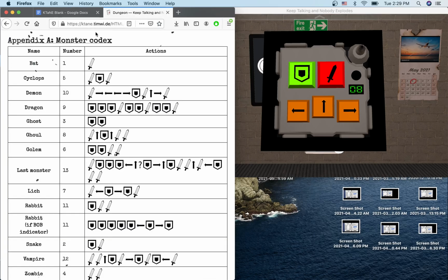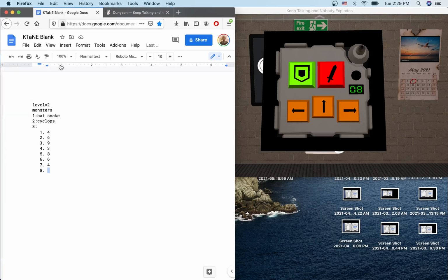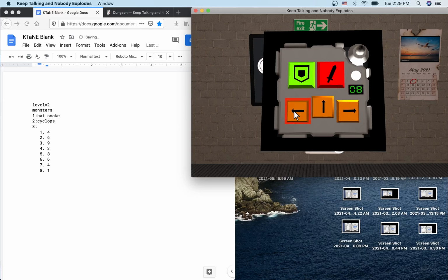Now, though, since we fought a different monster, we are now subtracting off a different number for our calculation. Cyclops has the number 5. 4 minus 5 is negative 1. Absolute value is a 1.